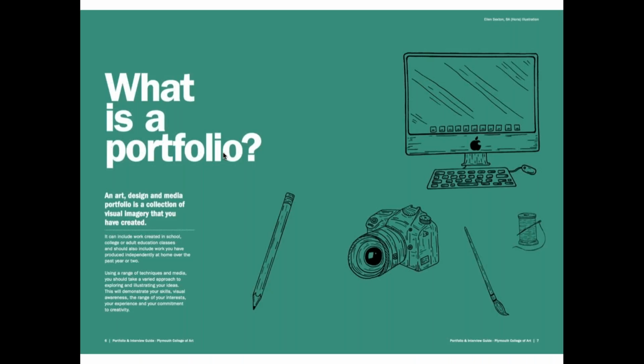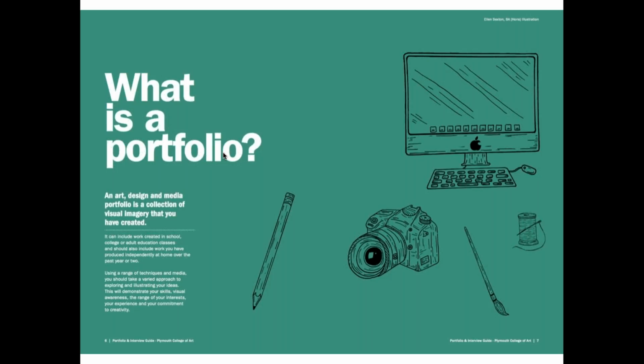So first thing is, what is a portfolio? In summary, an art and design media portfolio is a collection of visual imagery that you or a student have created. I know a lot of students worry about the portfolio when they're looking to apply to an arts-based university or an arts-based course. So we've got a bit of information on the screen, and then I've got a few extra bits to add in as well.